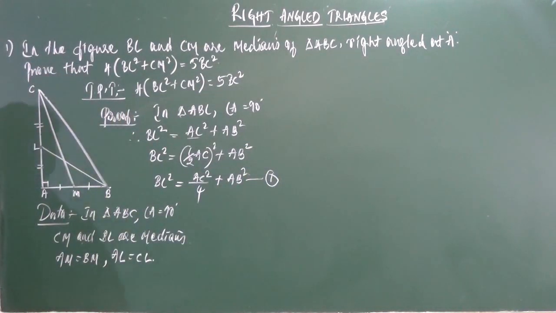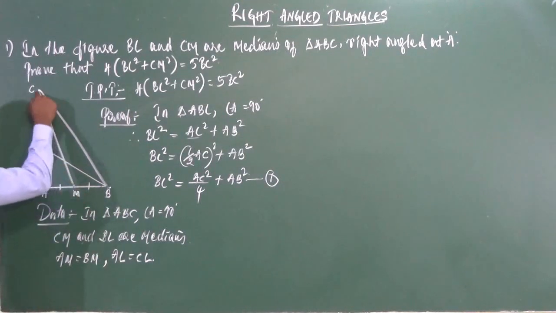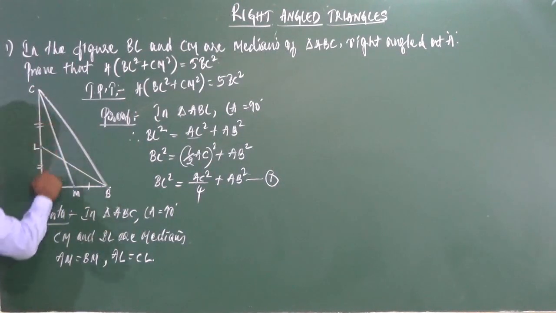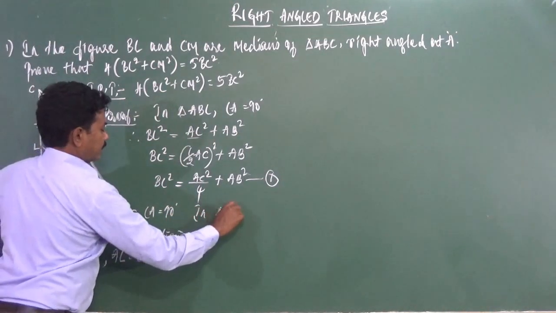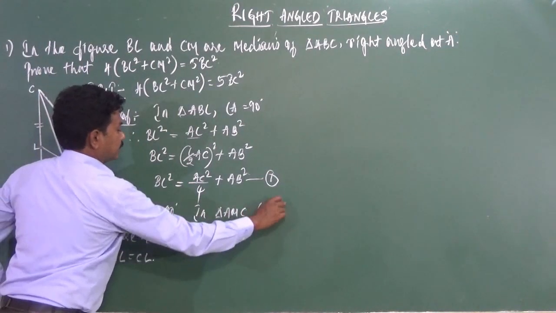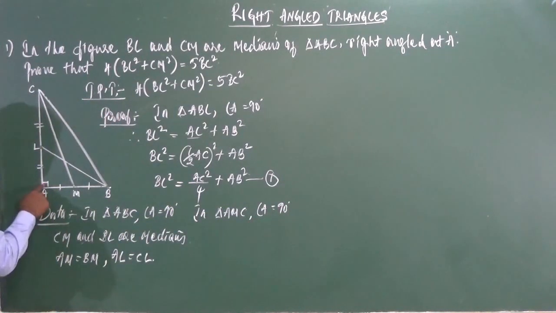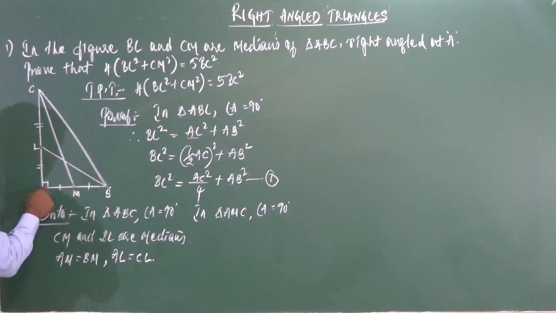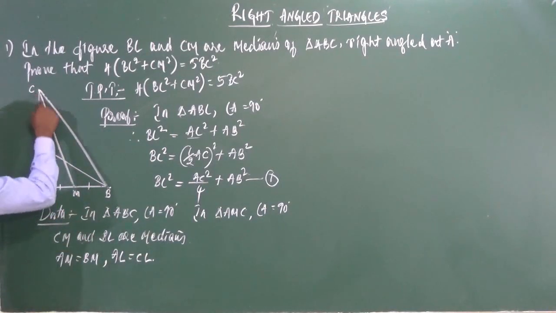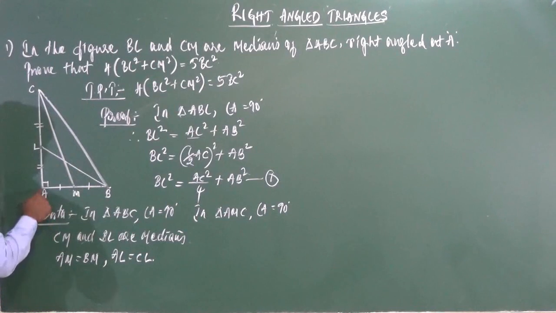Now again we will select triangle AMC. In triangle AMC, again angle A is equal to 90 degrees, because in this triangle ABC we have three triangles. One is triangle ALB, another is ALM, another is ABC. So in the second attempt I am going to take triangle AMC. In triangle AMC we can see angle A is 90 degrees.